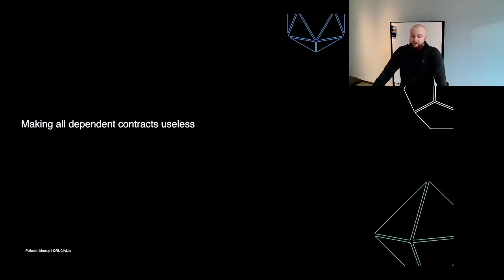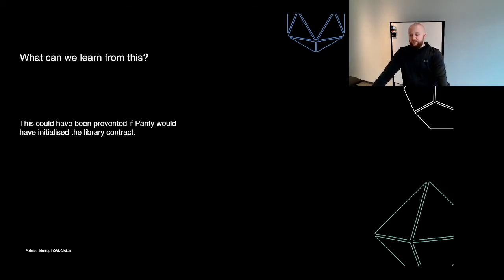This had the consequence that all projects which were dependent on this library were basically useless, and all the funds were frozen. And if we think about what we can learn from this, it is to really, really think our infrastructure and our logic through. This is a totally normal way to build stuff, but Parity could have prevented this if they would have just initialized the library contract before the malicious actor could do this.